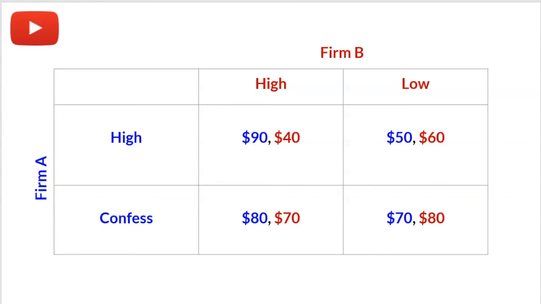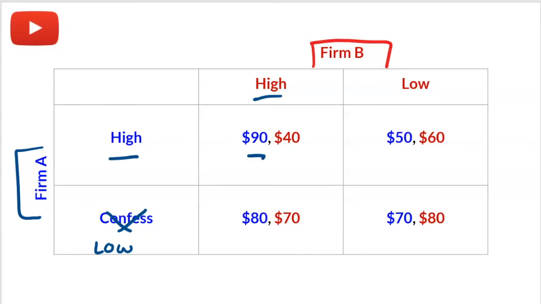All right, so here, this shouldn't say confess, this should say low, and that's a typo, and I apologize for that. So everything in blue represents firm A. Everything in red represents firm B. So here, right, if firm B goes high, firm A can go high and make 90, or they can go low and make $80. So what is firm A going to do? Well, firm A is going to go high in this scenario, right? Because they would rather make $90 instead of 80.